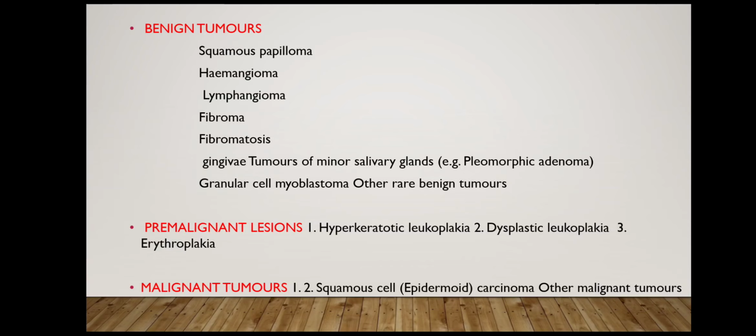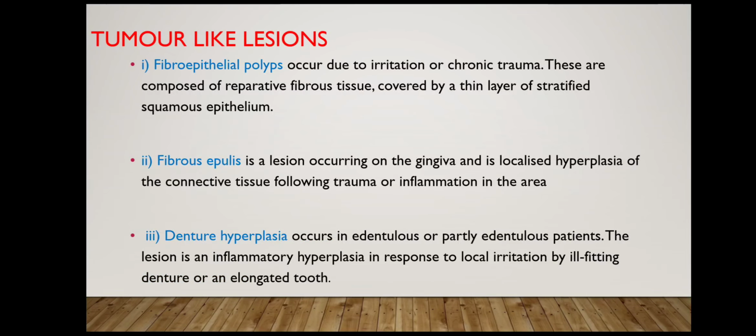The benign tumors of the oral cavity include squamous papilloma, hemangioma, lymphangioma, fibroma, and fibromatosis. Gingival tumors and tumors of minor salivary glands like pleomorphic adenoma can also occur in the oral cavity. Granular cell myoblastoma is also a rare benign tumor. The premalignant lesions include hyperkeratotic leukoplakia, dysplastic leukoplakia, and erythroplakia. Among malignant tumors of the oral cavity, the most common is squamous cell carcinoma. Other malignant tumors like lymphomas can also occur in the oral cavity, but they are very rare.